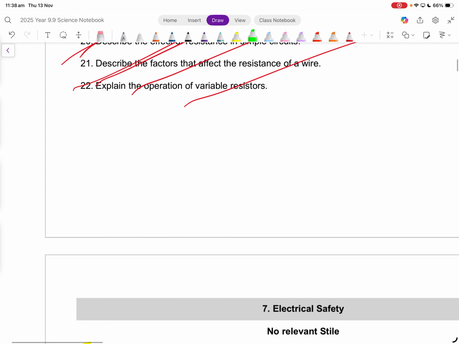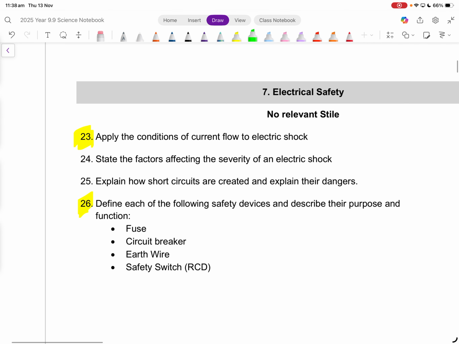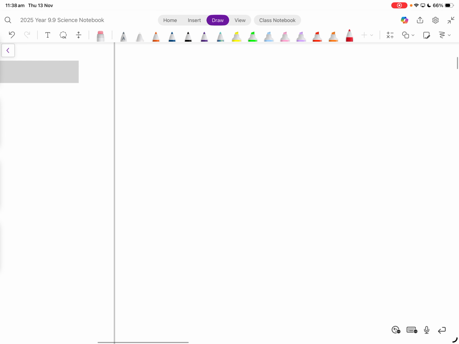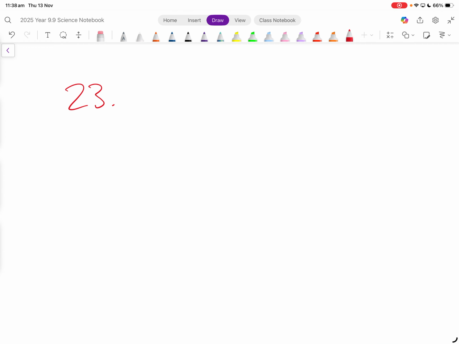So we're skipping over 19 through 22. We're almost there. We've only got 4 more left to go, and then we're all done. So apply the conditions of current flow to electric shock. So how many conditions of current flow are there? 3. Very good. Okay, so let's write down here 23. What are the 3 conditions of current flow?